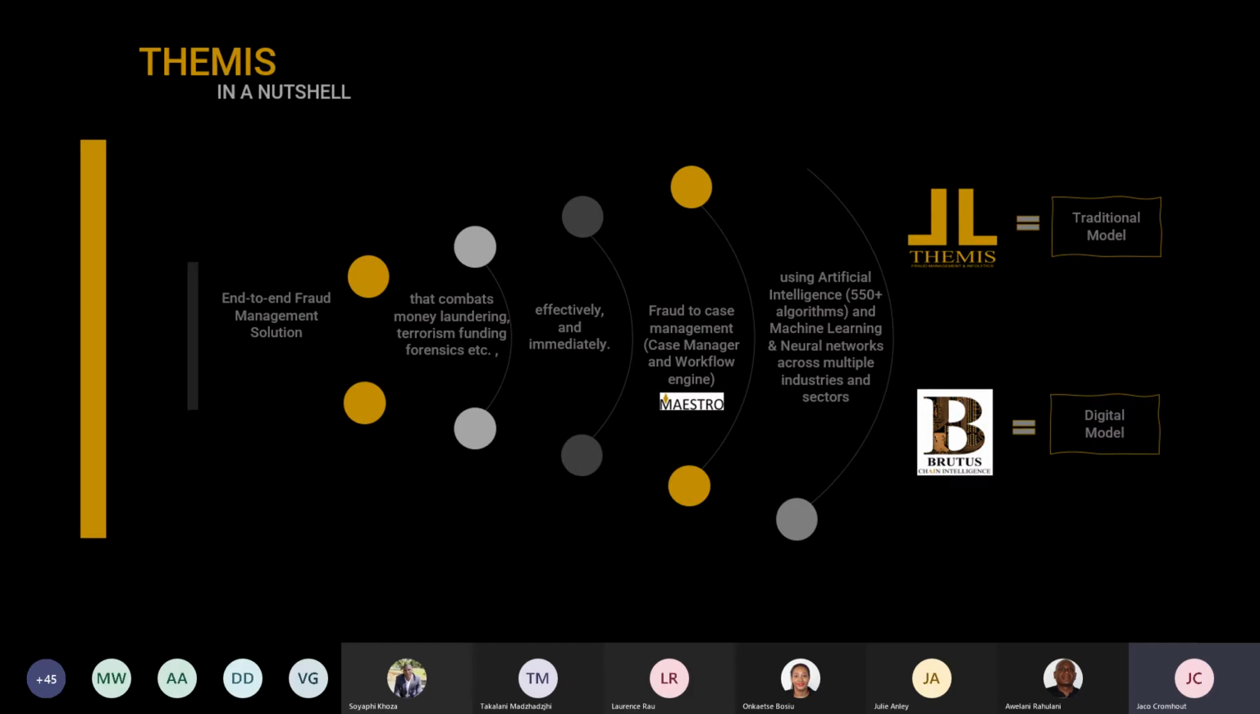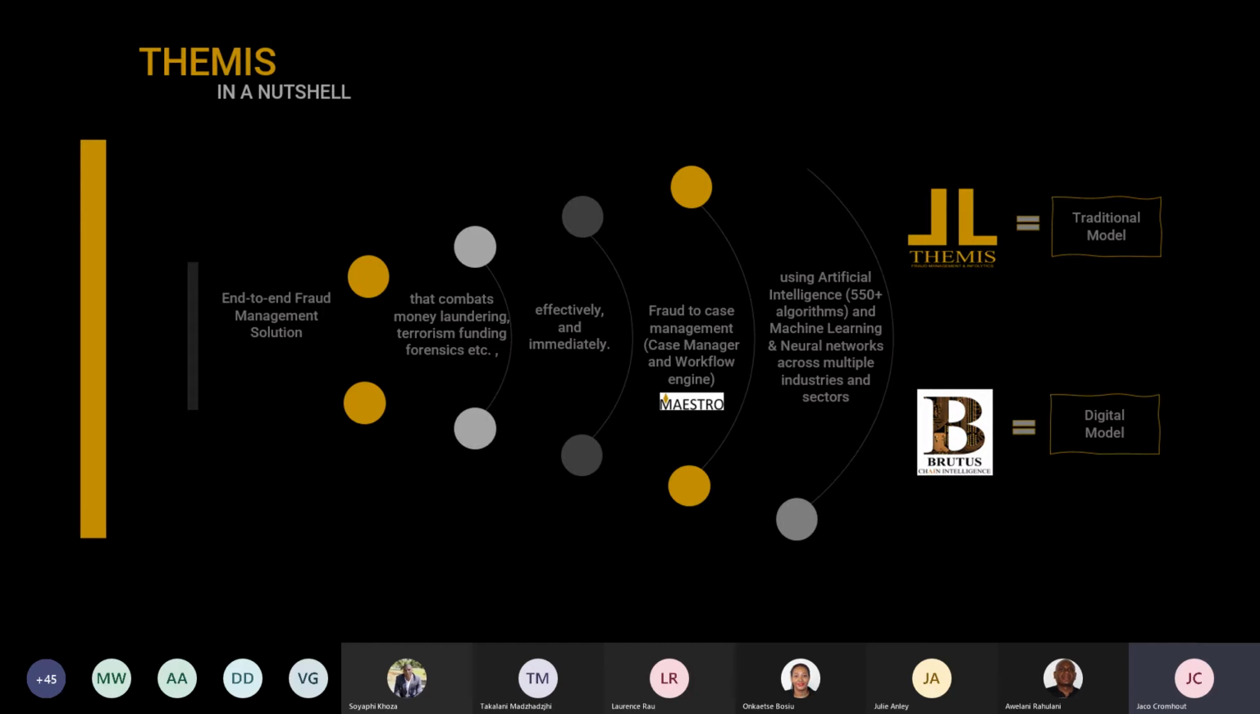As you would expect in a solution like this, we also build our own case management. We call it Maestro. It also doubles up as a workflow engine. So with the click of a button, you can create different workflows, for example, if you need the 2I or 4I principle. Our Themis platform covers the more traditional model of fraud management. That includes your fintech, banking, insurance, medical insurance, public sector, and really any industry where transactional data is flowing.